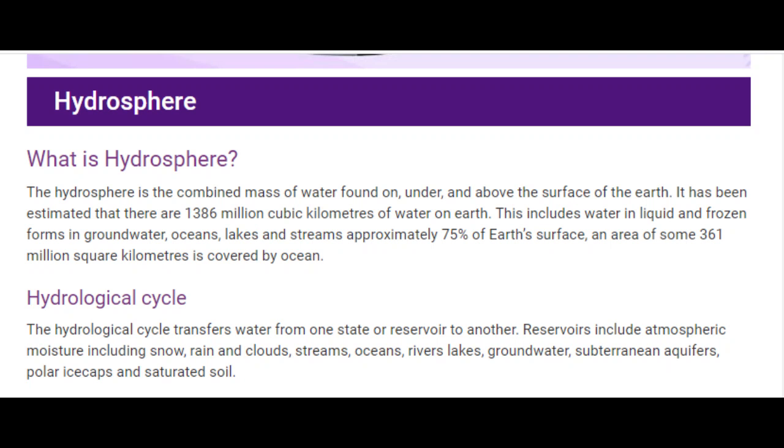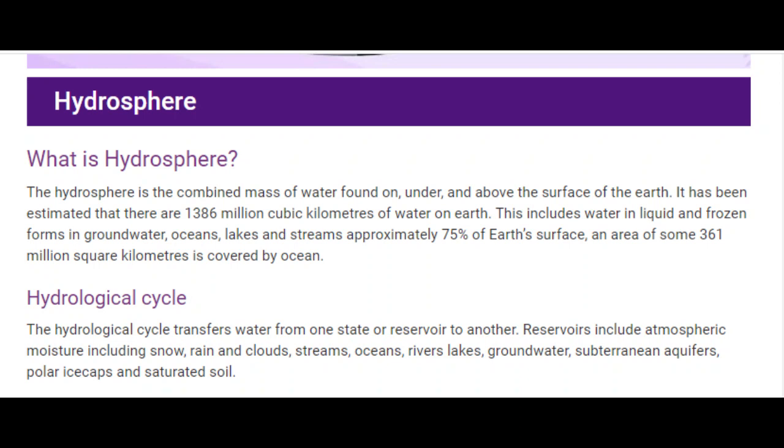in a bit of detail, what we understood today. Asking a question to ourselves, what is hydrosphere? The hydrosphere is the combined mass of water found on, under and above the surface of the earth. So we can say that water can be found not just under the earth, but on the surface of the earth, above the surface of the earth, on the mountain ranges, and under the surface of the earth as well. The internal water, that is wells and bore wells.